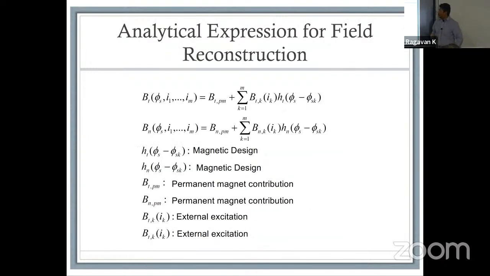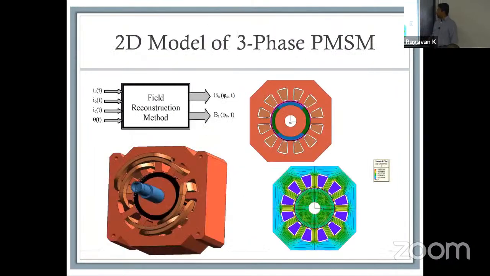At that point, we were trying to work towards quieter operation. These are the components specifically defining the analytical function. You have the magnetic design, and then you have the permanent magnetic contribution, and then you have the external excitation. So when you do field reconstruction, we have a model of the PM machine that we had created.